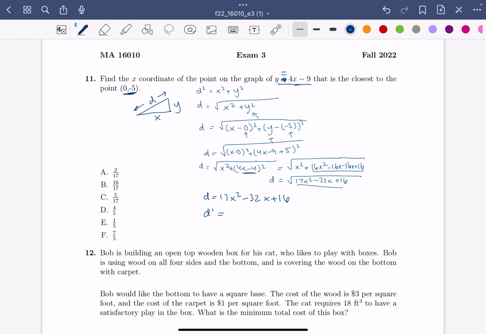d prime equals, the derivative of 17x squared is 17 times 2, which is 34x, minus the derivative of 32x, which is 32. The derivative of a constant is 0. Set this equal to 0. We get that 34x equals 32. And then x equals 32 over 34, which if you simplify by dividing by 2, you get 16 over 17. If you look at our options, that gives us an answer of B.